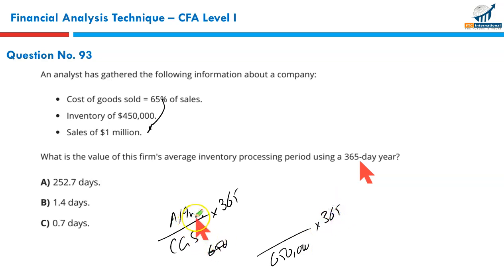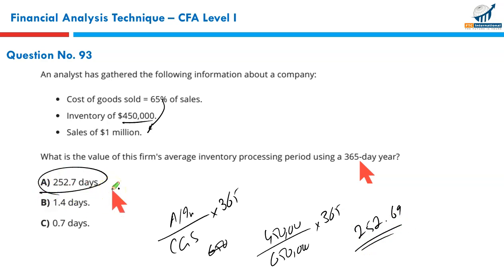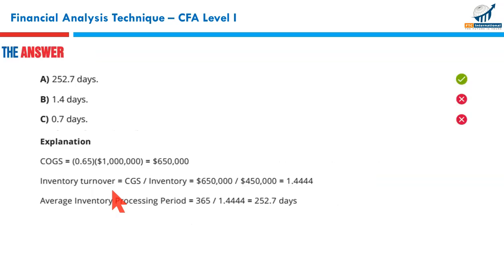Do we have average inventory? Yes, it's given 450. Rest is simple simplification. See, 450 upon 650 times 365 is 252.69. Quite a long period, but this is what it is. Your inventory is held with you for about 252 days in a year. Right. Next, so that makes A to be the correct option. It is.